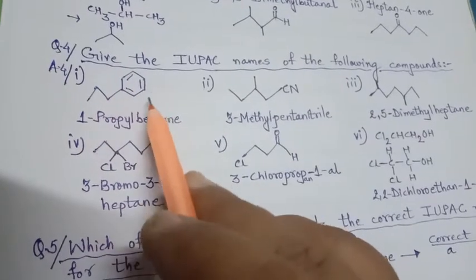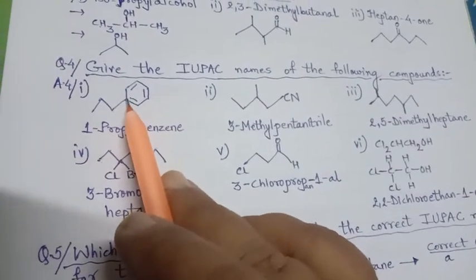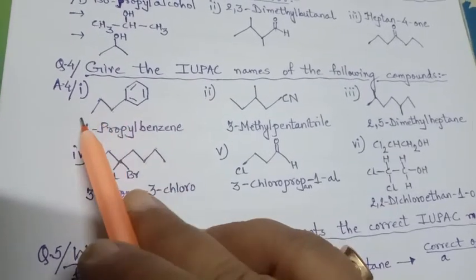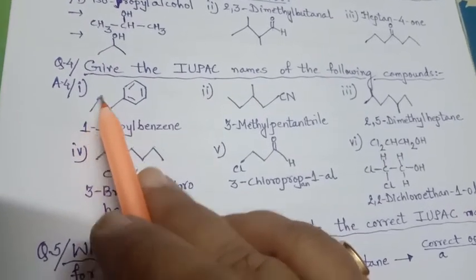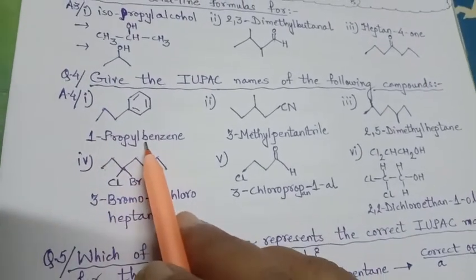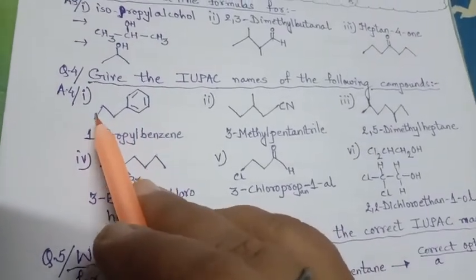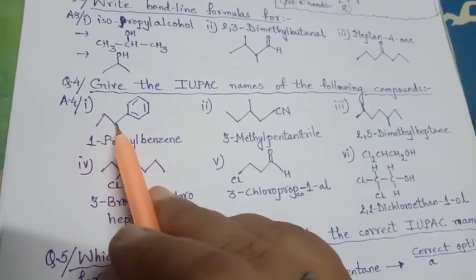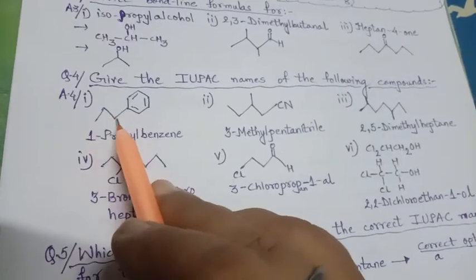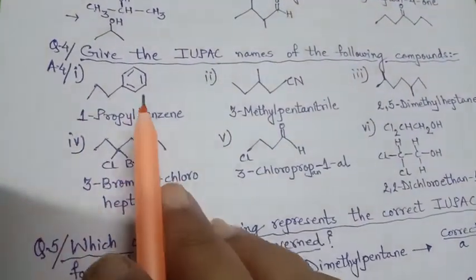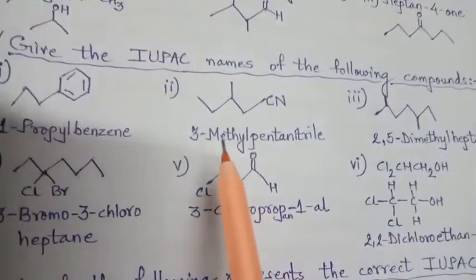No other attachment is there, so we will consider that this is only the first carbon, and on the first carbon a propyl group is there, CH 1, 2, 3, 3 carbon. So it is definitely propyl, right? Not propane, because here it will be CH3, then here it will be CH2, and then CH, because one here and one here. So it is 1-propyl benzene. Understood? The next question is given here.